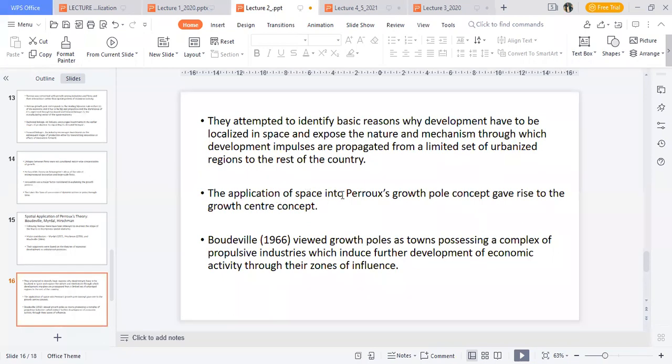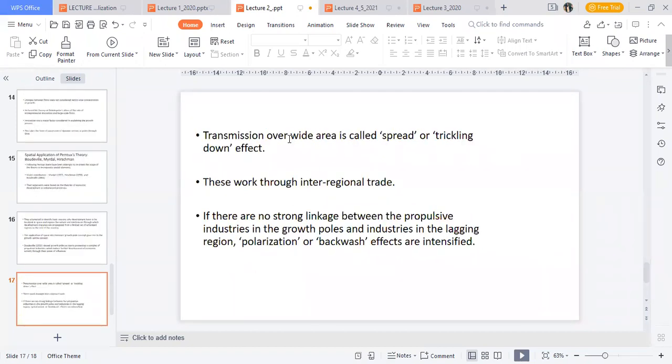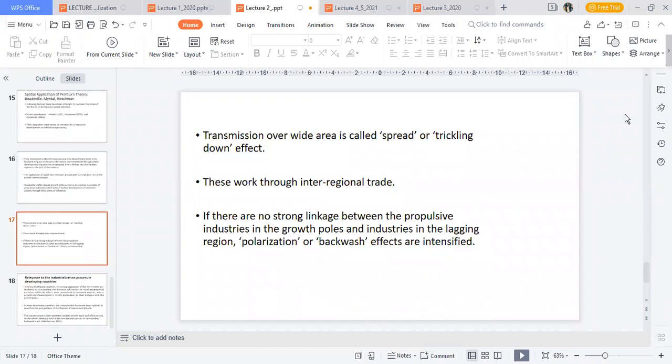The application of space to Perroux's growth pole concept gave rise to the growth center concept. But the view poses growth centers as possessing a complex of propulsive industries, which induce further development of economic activity through zones of influence. So this view more or less supports the growth pole theory. Transmission over a wide area is called spread or trickling down effect. This works through international trade theory. I think we've done this one. So that's basically the first theory, the growth pole theory.